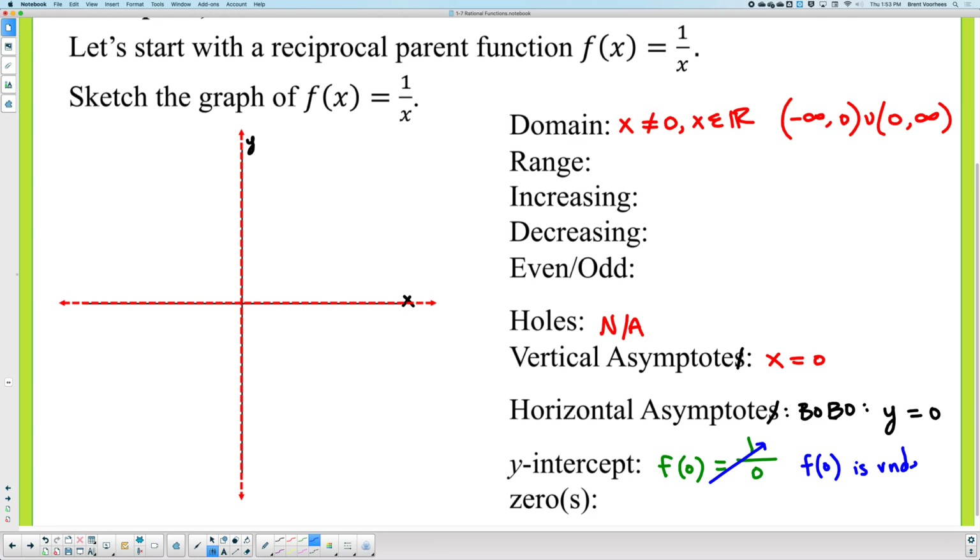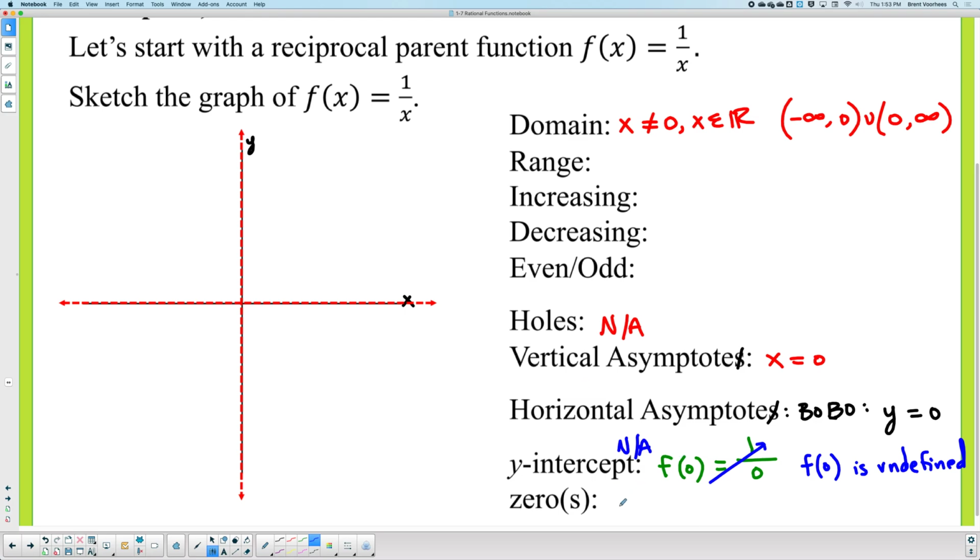And I'm going to make sure I write this properly. So it does not exist. You could have said NA from the get-go. But once I start writing out that math, and I have that equal sign, I need to get rid of that and say F of 0 is undefined. That means it will not cross the y-axis.